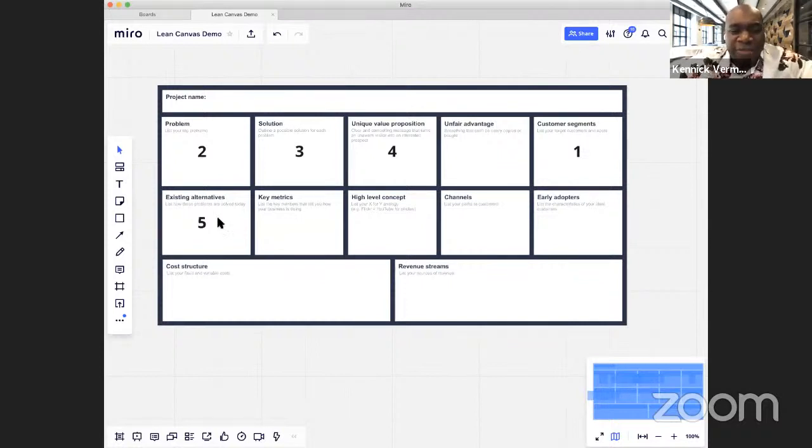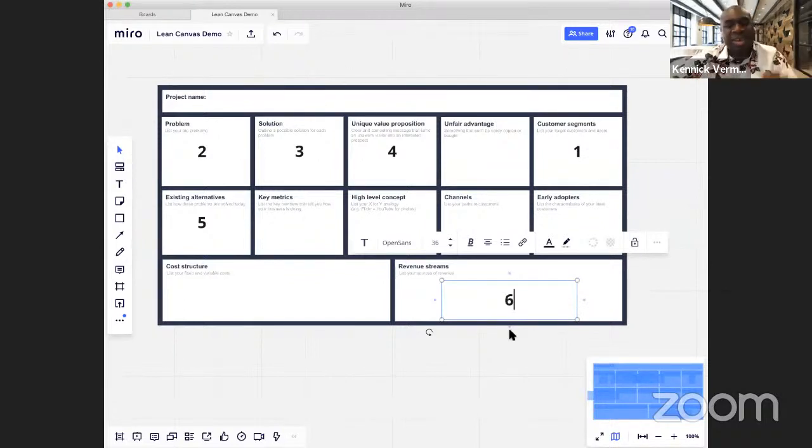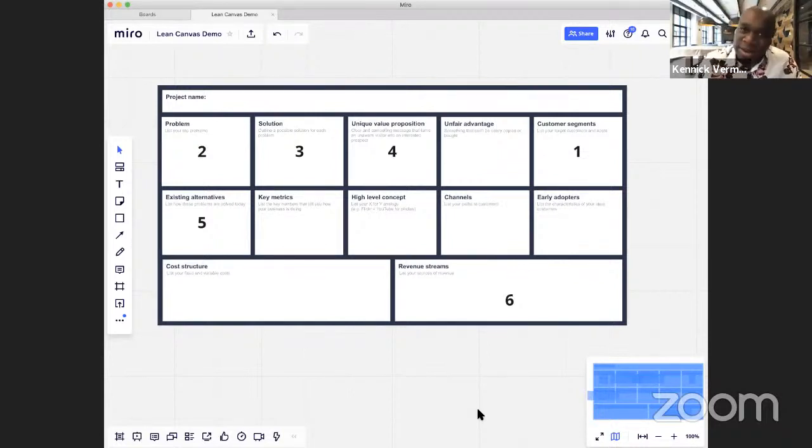After existing alternatives, the unique value proposition and high level concept are also pretty much the same thing. But the biggest thing here is you want to jump to revenue streams. When creating revenue streams, you definitely want to determine whether you're going to be a subscription model, or paying on the delivery of a product or a service, or if you're going to do licensing fees.